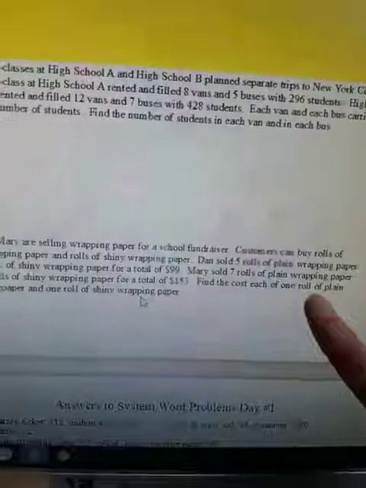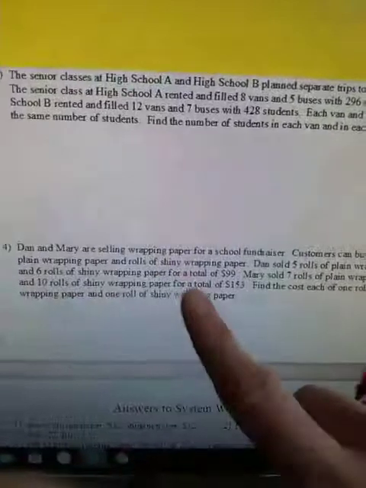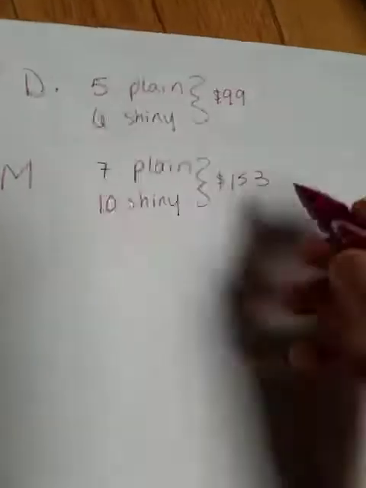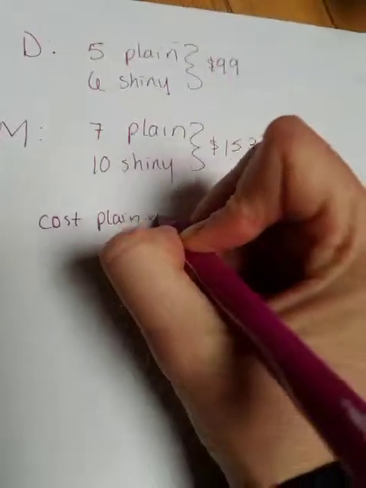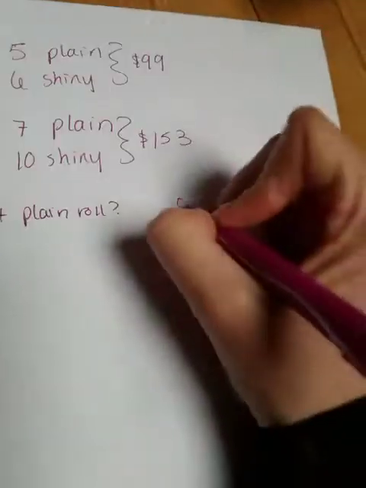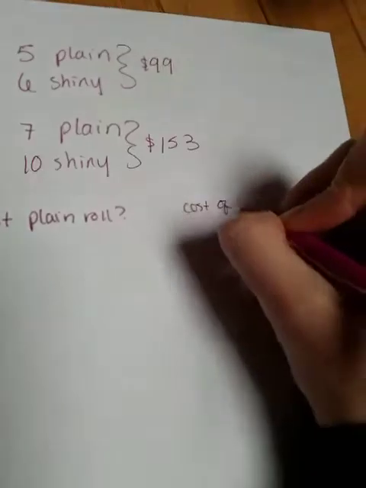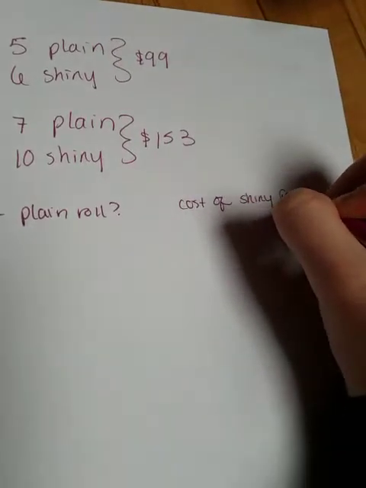So the question says, find the cost of each of 1 roll of plain and 1 roll of shiny. So bear with me as I plug my phone in and finish this problem here. Okay, here we go. We got our information down on our paper. And remember, the question asked, what is the cost of a plain roll? And they also asked, what's the cost of the shiny roll?